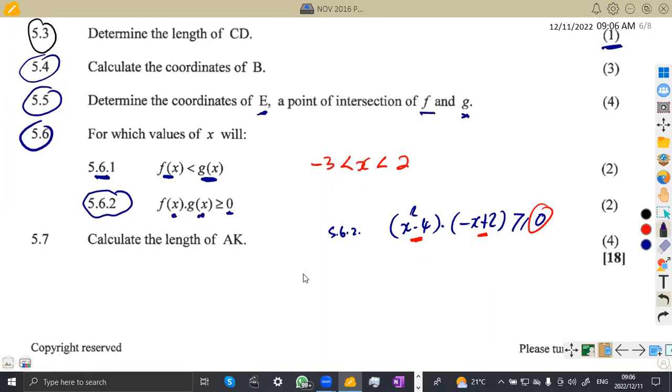So you are going to have the values of x. Remember, we solved x squared minus 4. This one we got x, which was minus 2, and another x, which was 2. From this one, you do the same. You solve minus x plus 2 equal to 0 to find the critical value. So x is going to be equal to 2. So this one is still repeating at 2.